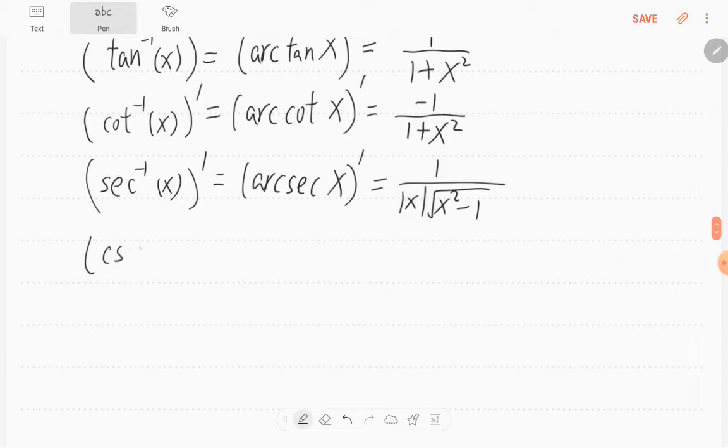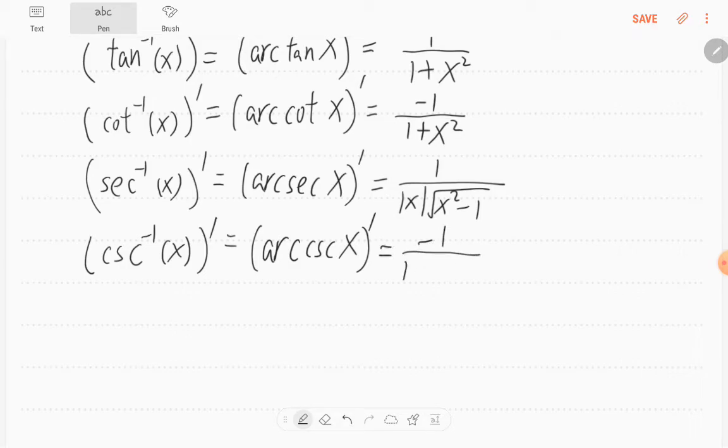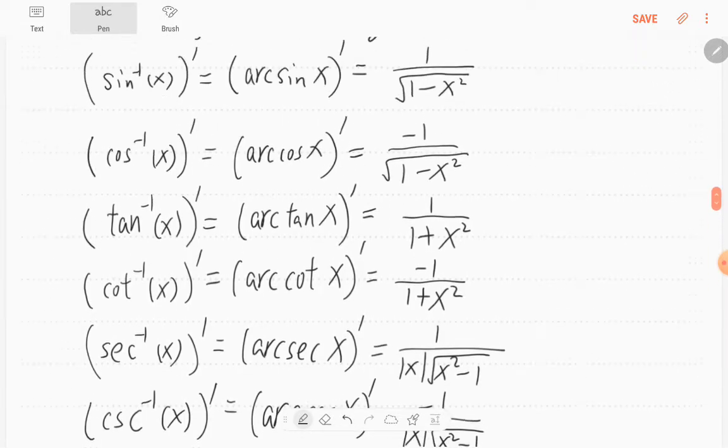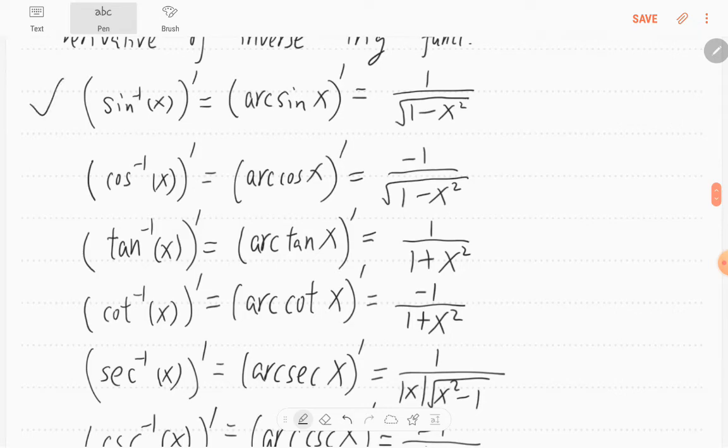So the cosecant inverse, which is arc cosecant, take the derivative, is equal to negative 1 over the absolute value of x times the square root of x squared minus 1. So here you should know the first three. You should be very familiar with the first three formulas. So now let's look at some examples.